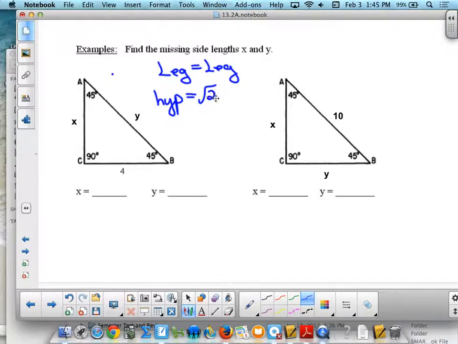You might find this helpful, just to put your two formulas down. Put your formulas down. You might not even need your formulas. You might be able to just do it in your head. I don't want you to, but some of you might be that good.